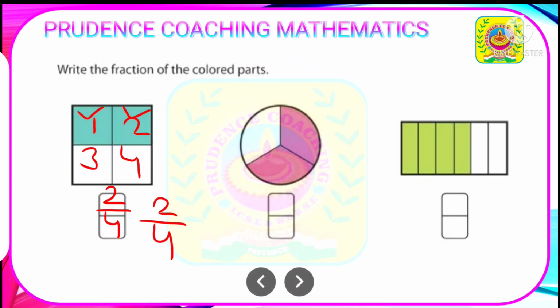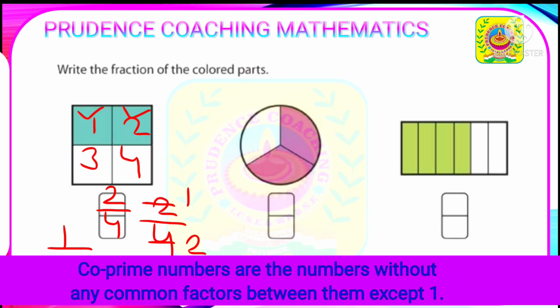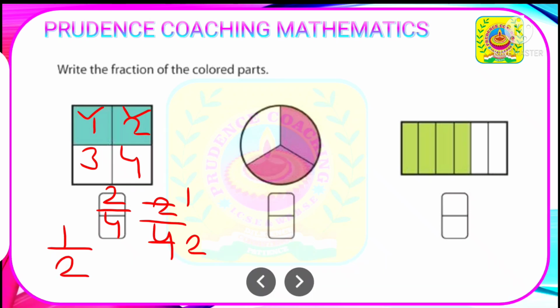And my dear students, if you want, you can keep the fraction like this, or you can just cancel out the HCF, that is highest common factor. What is highest common factor? The highest value by which this 2 and 4 both are divisible without leaving any remainder. So if we go through the multiplication table of 2, you will get 2 ones are 2 and 2 twos are 4. So here we have 1 by 2. And as we have learned about co-prime numbers before, as 1 and 2 are co-prime numbers, we cannot further cancel it out. So we will get our answer as 1 by 2.